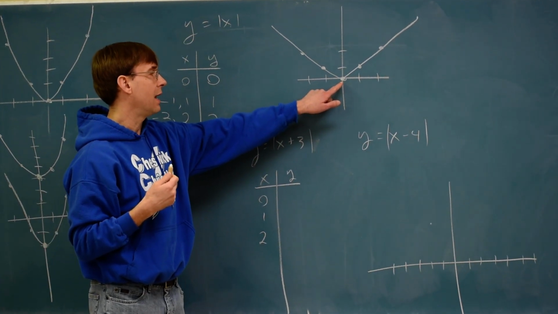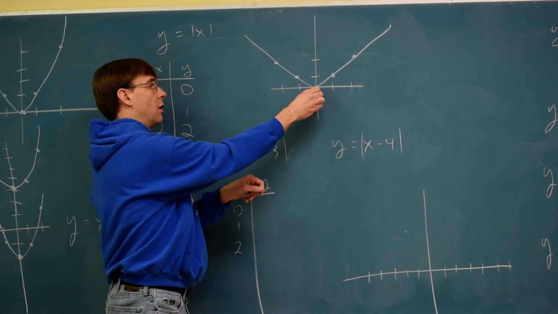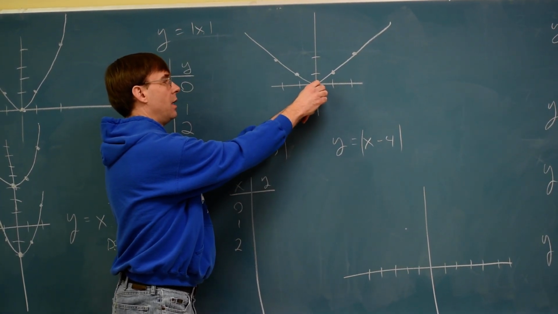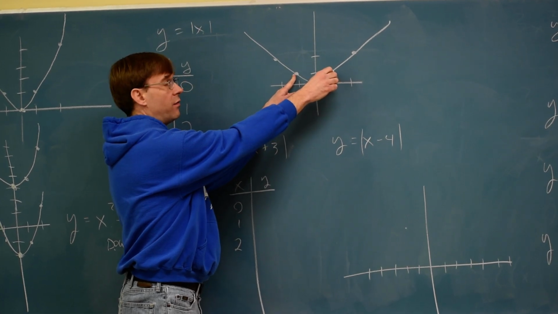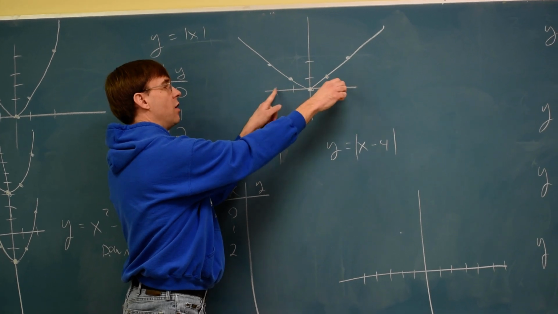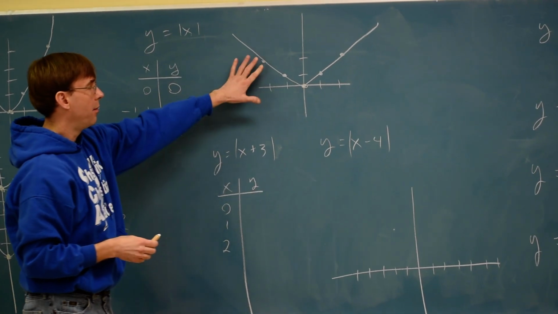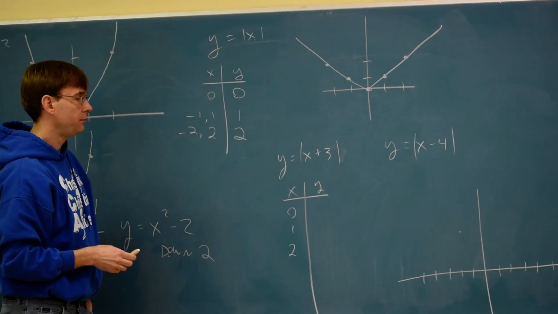Out of the 5 dots I just did a second ago, 3 of them are in the same spots already. Start at the vertex again, like before. Over 1 goes up 1, like before. The only difference in the V's for the absolute values is that over 2 does not go up 4. It only goes up 2. Memorize that. It'll be a great help to us.